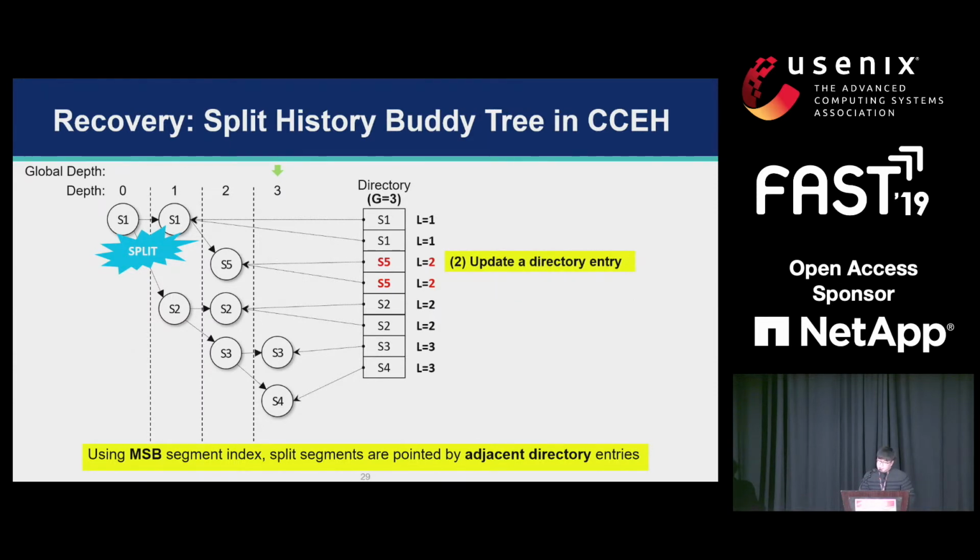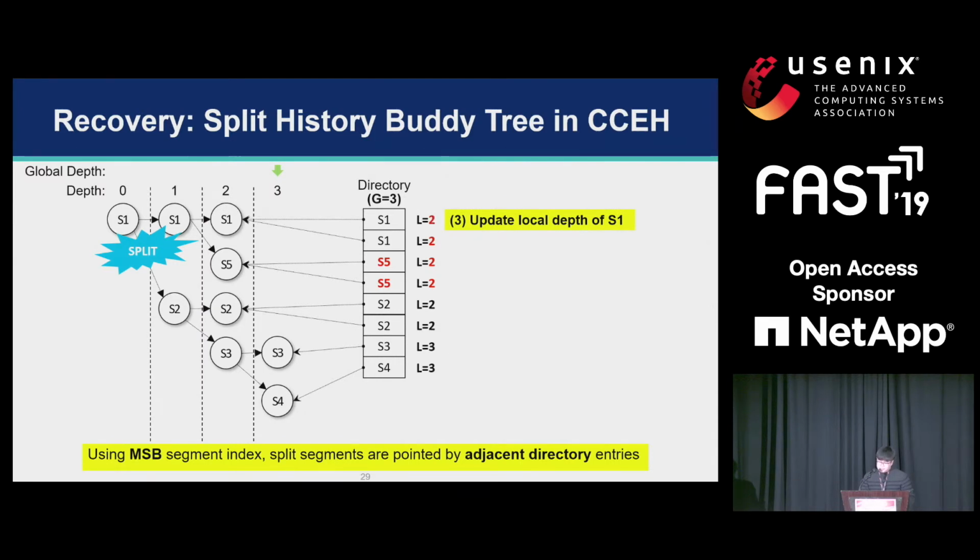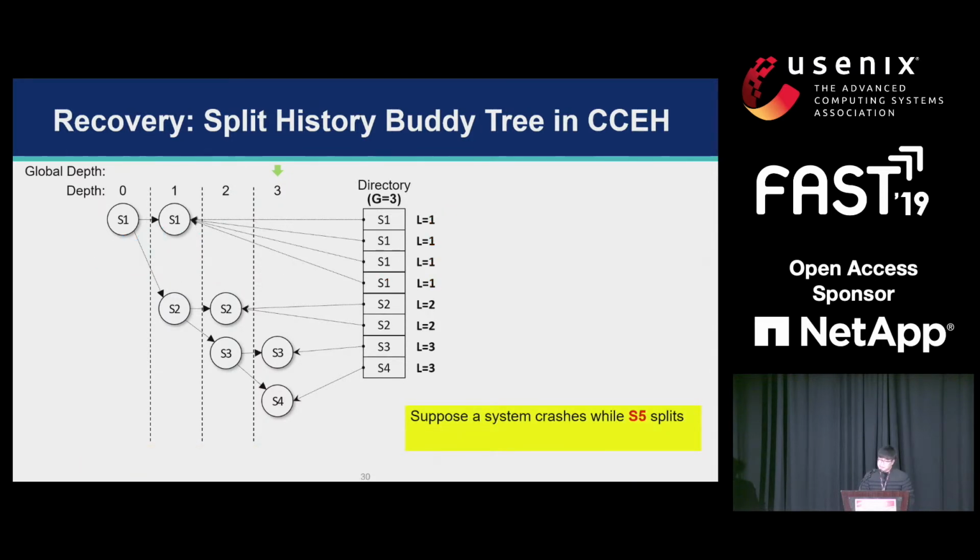Then we increase the local depth of the overflowing segment. In this example, the local depth of S1 is increased to 2. As you can see, the split history can be shown as a binary buddy tree. Now let me explain how this buddy tree helps recovery. Suppose a system crashes while segment S5 splits.